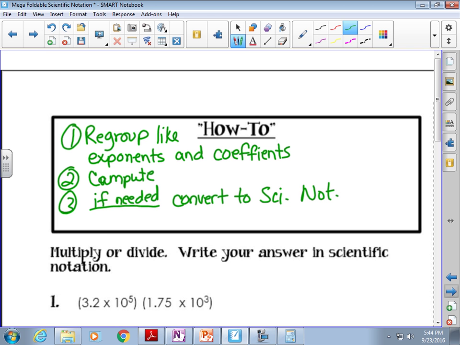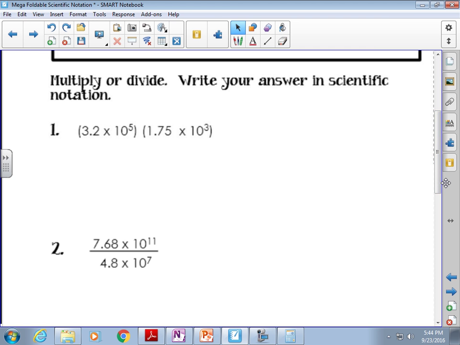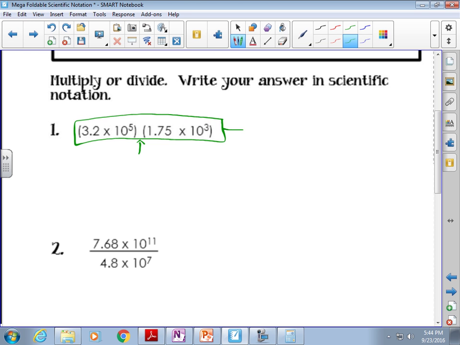Okay? Let's look at these problems. If you notice, when you look at these problems, if I look right here, I do not see a plus or minus. This is all multiplication. Okay? If I look here, this is division.